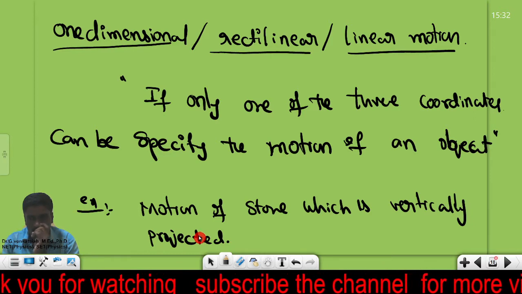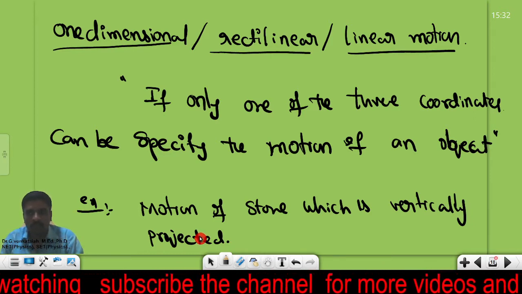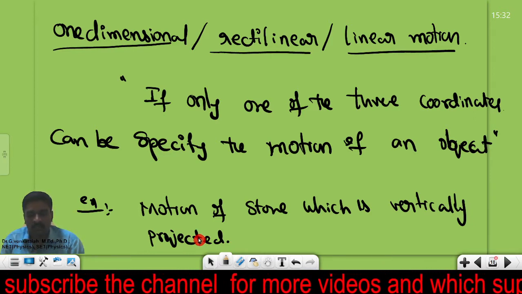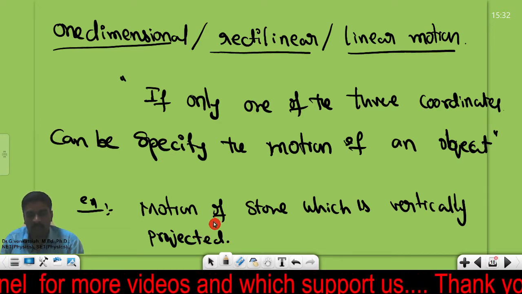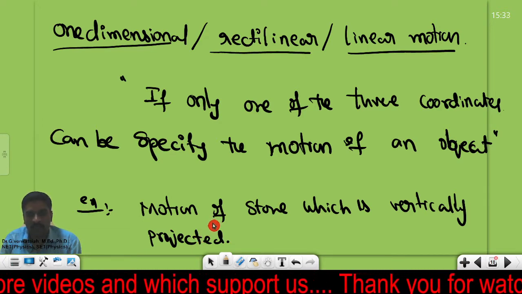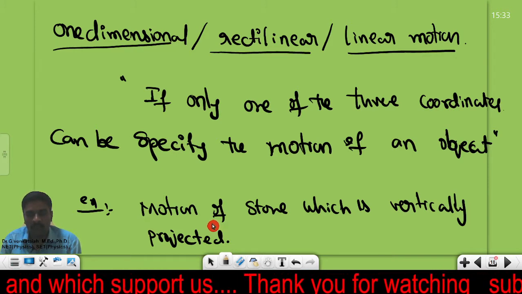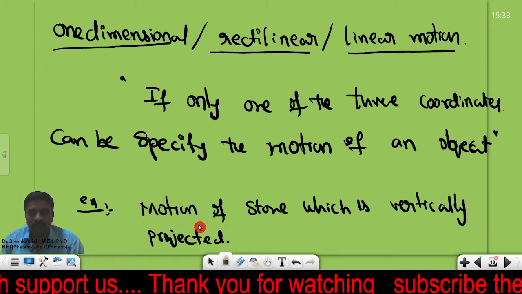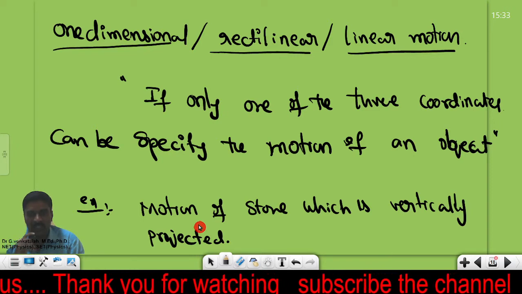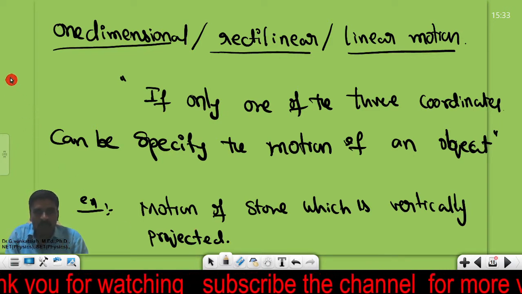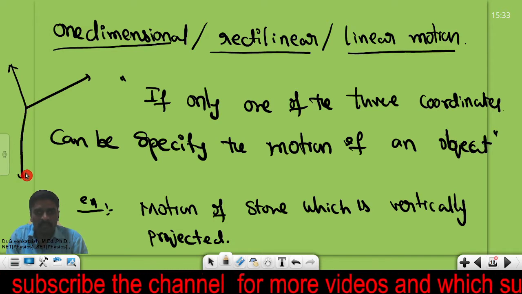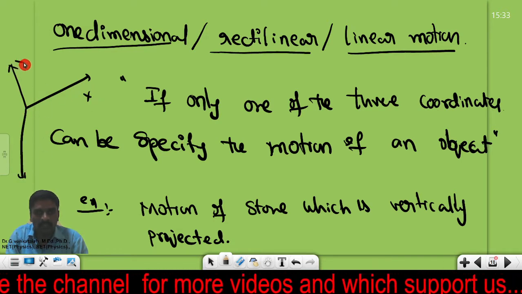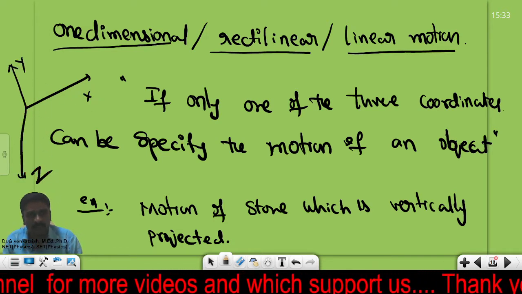You already know the motion or position of an object can be specified with respect to a coordinate system, that is named the frame of reference. In this frame of reference, we generally have three coordinate axes. We will have three coordinates. Let me take x, y, and the z axis.